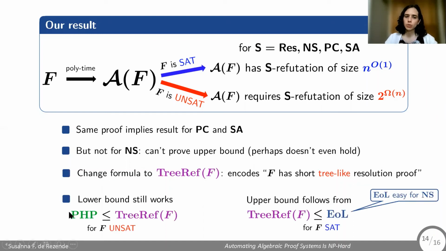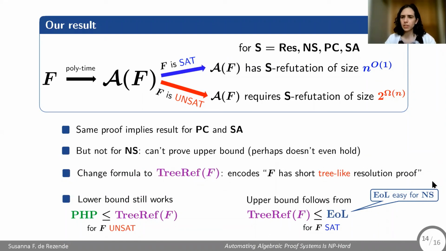We can reduce pigeonhole principle to this TreeRef formula when F is unsatisfiable. And for the upper bound, we can actually do a reduction in the other direction. We can reduce TreeRef F to this end of line principle whenever F is satisfiable. And this end of line principle is known to be easy for Nullstellensatz, so we can get an upper bound for Nullstellensatz. So this is how we obtain our main theorem. And from this, we get the NP hardness of automating all these proof systems.